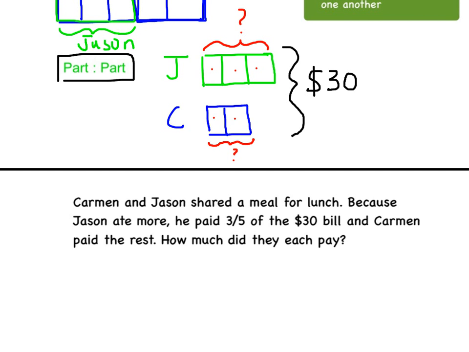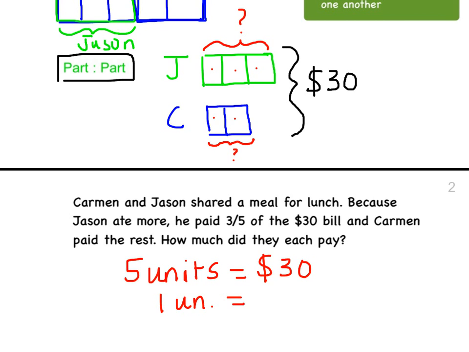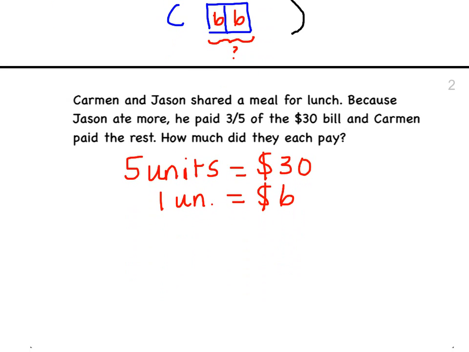Since 5 units equals $30, and I'm going to do my best to print here, then 1 unit, and I'm going to abbreviate unit, is equal to 30 divided by 5, which we know is $6. If each and every one of these units is $6, I can even think about filling in $6 in each of these. Then we can easily figure out what Jason and Carmen paid.